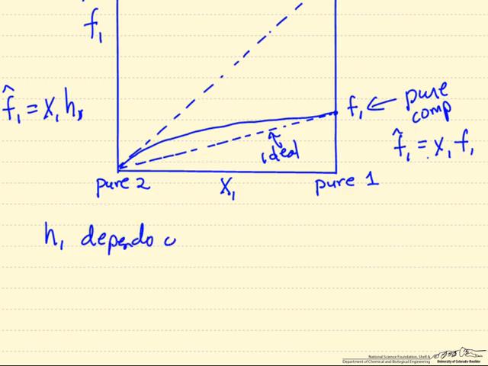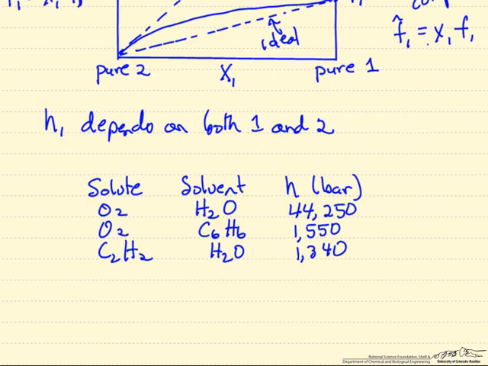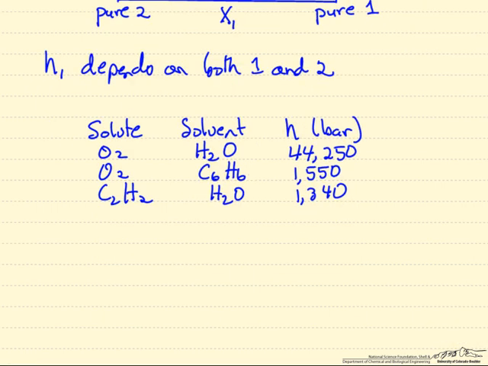So H1 depends on both 1 and 2. In other words, Henry's constant for oxygen dissolved in water is different from Henry's constant for oxygen dissolved in benzene. So I've indicated Henry's constant for oxygen dissolved in water. Units are bar. And notice for oxygen dissolved in benzene, it's a much smaller value. And then also shown for acetylene dissolved in water. So Henry's constant depends on both components.